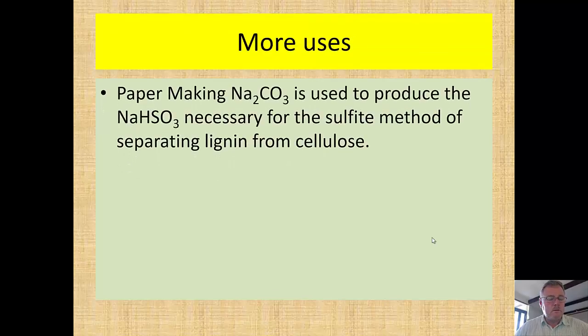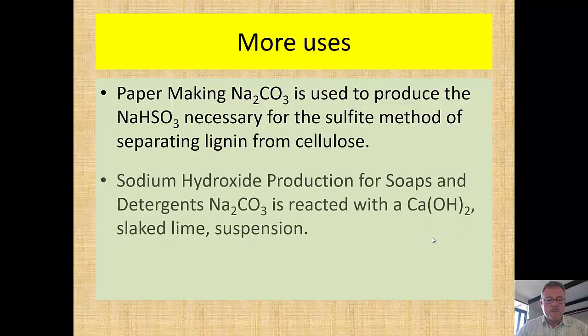It has other uses in paper making. It's used to produce sodium hydrogen sulfite, which is used in a method called the sulfite method to separate two polymers, lignin and cellulose. We don't go into detail about that, but it's another use for sodium carbonate.